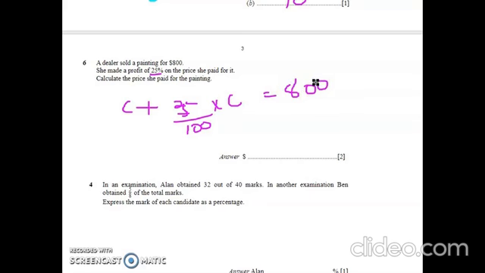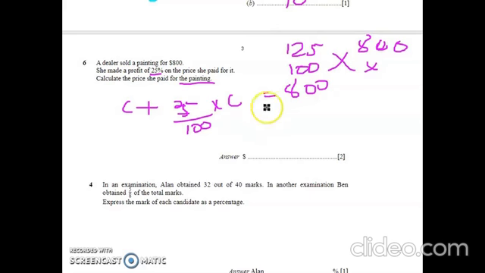Right, so how can we calculate that? If I take my cost to be 100%, the price at which she bought the painting, then my 800 will be 125%, because 25% was the profit. So if 125% is 800 and my cost is 100%, and I write my cost as X, I will simply multiply these two. So 100 multiplied by 800 divided by 125 will give me my cost.